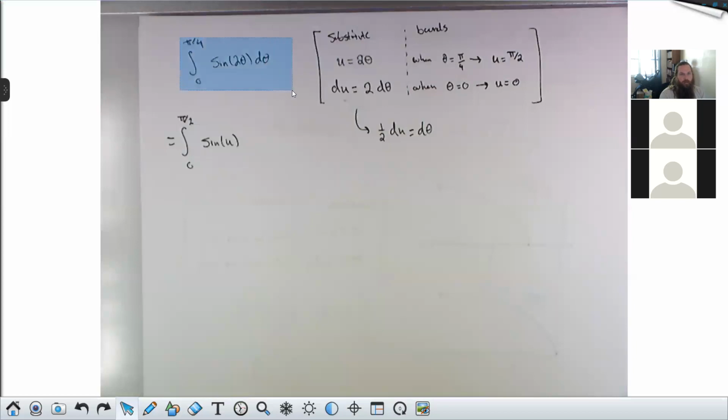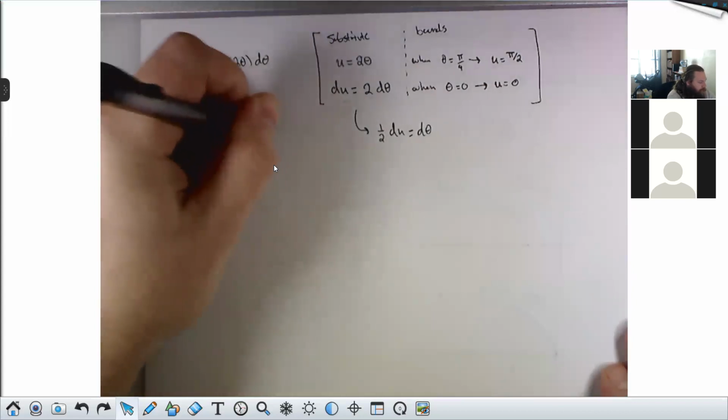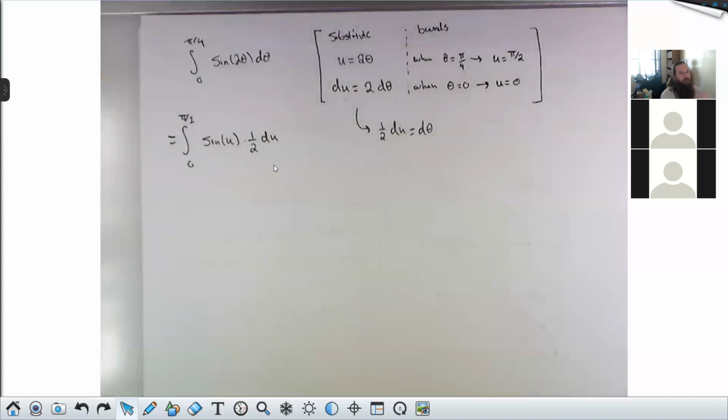So as I'm plugging things in here to change over from the variable theta into the variable u, my bounds change, my integrand changes, and my differential changes. D theta is not just du, it's 1/2 du. And remember, the differential is multiplying. That's how it works. And this is exactly what I was saying about the widths of the little rectangles, right? Each of the d theta tiny little rectangle widths is 1/2 of the little du widths.